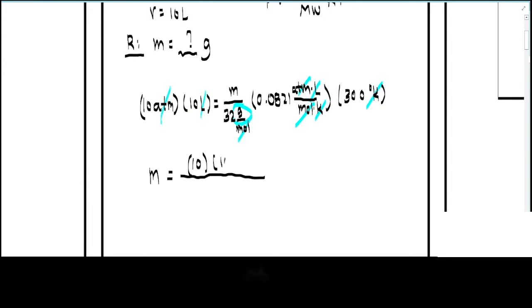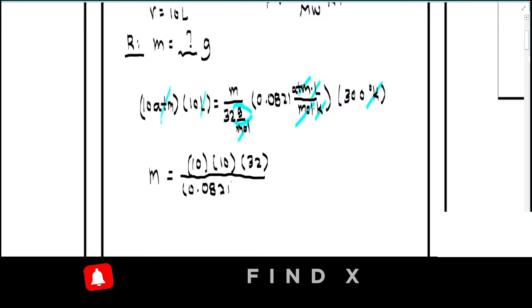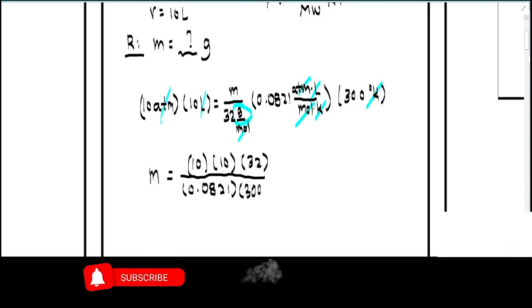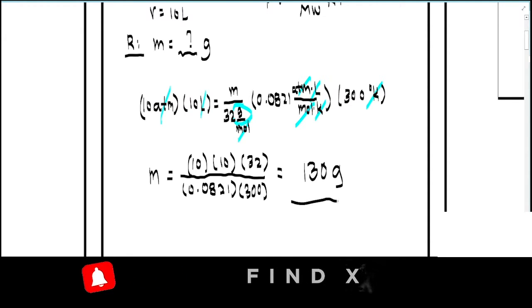So writing down the final answer, I won't be writing the units anymore because we already checked the units and they are correct. So 10 times 10 times 32 all over 0.0821 times 300 Kelvin. The final answer for this one using your calculator is approximately 130 grams. So let's move on to the next one.